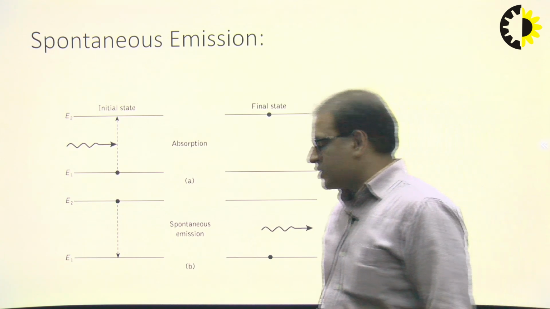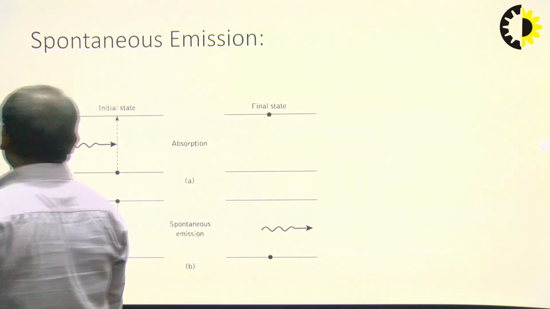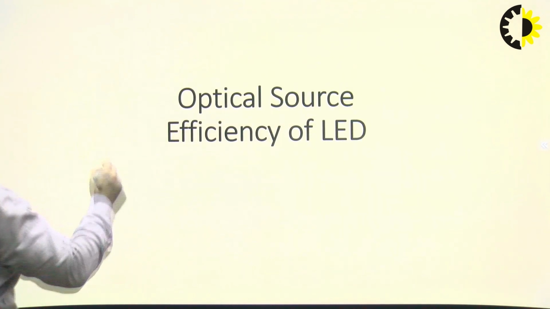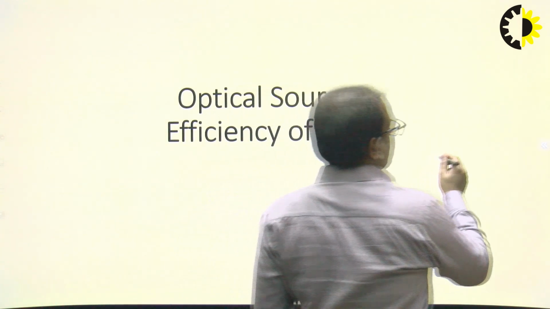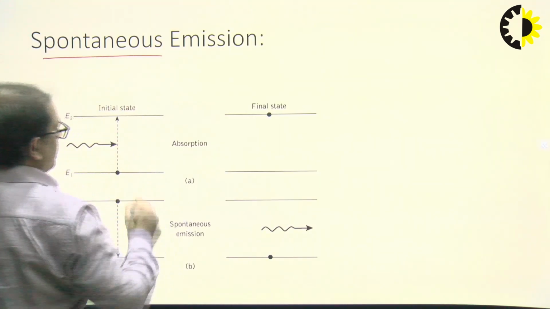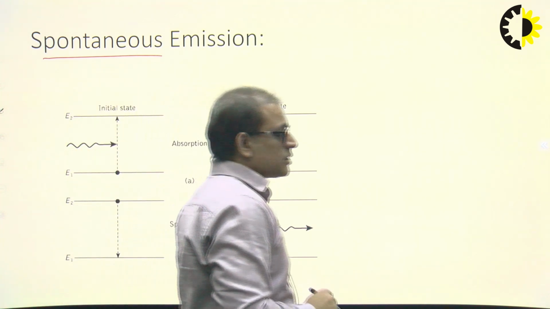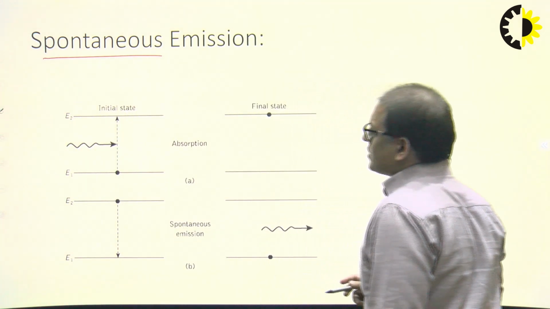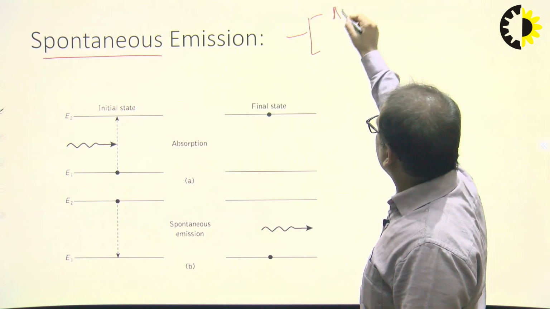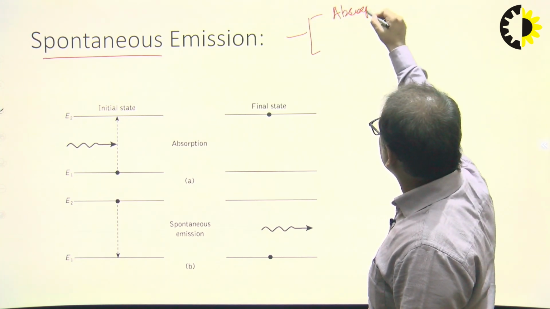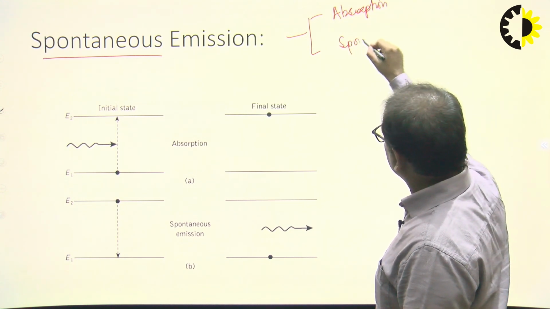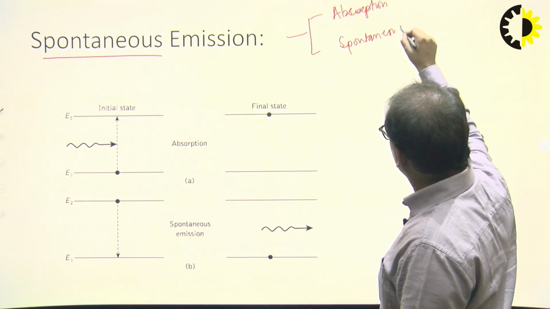So before we start with the efficiency of the LED, we should know about the working principle of the LED. That is spontaneous emission. That is the working principle of LED, and along with spontaneous emission, there is another concept, that is absorption. First one is absorption, and second one is spontaneous emission.